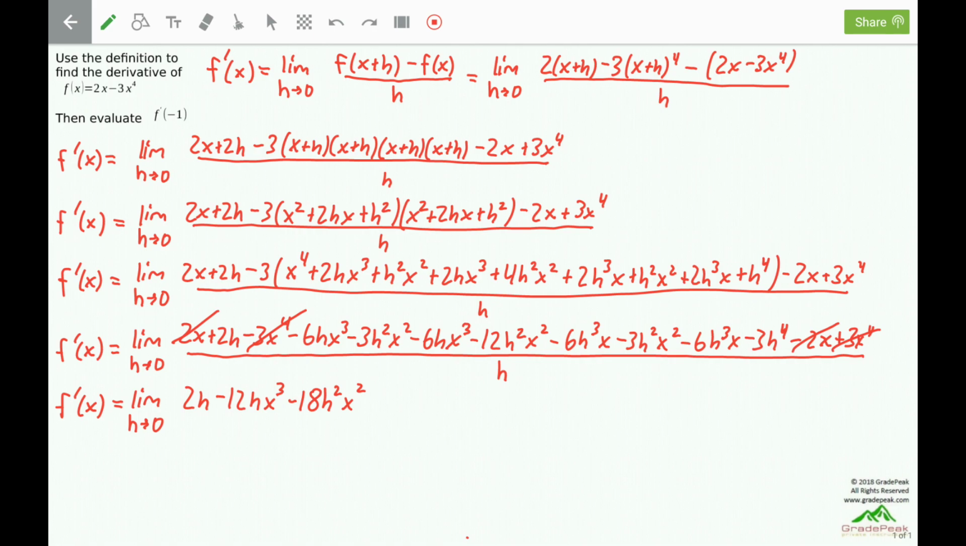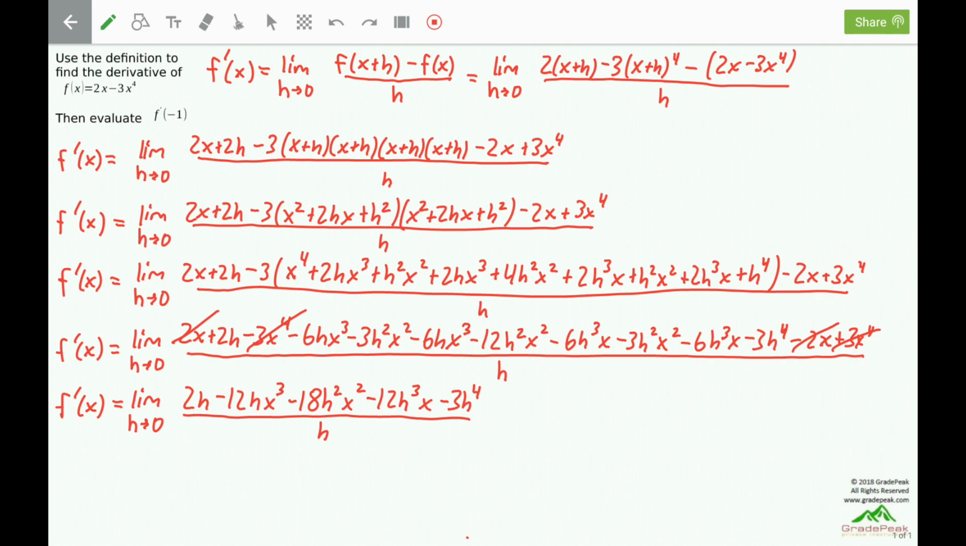And then I have two h cubed x terms. There's this one here and this one here. Negative 6 and negative 6 is negative 12 h cubed x. And then I also have a negative 3h to the fourth. There is only one h to the fourth term, so I will just write that one down. That accounts for everything, and then divided by h.